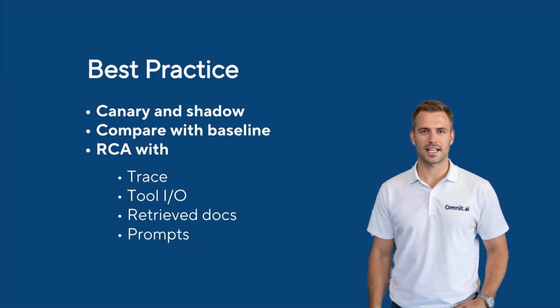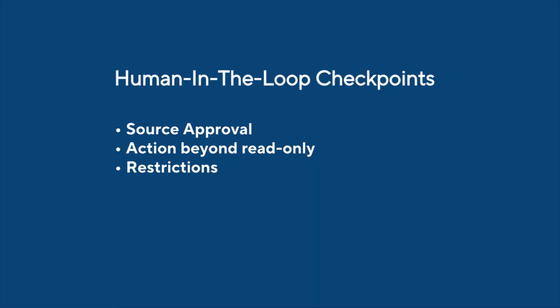Before full release, send a canary cohort and shadow runs against production queries. Compare slice metrics to your baseline. When runs fail, triage with captured trace, tool I/O details, retrieved docs list, and prompts. These will help you to pinpoint the root cause. Is it in retrieval, generation, or tool? It is crucial to insert human gates for high-risk tasks, such as approved sources, confirm actions beyond read-only, and cap cost and time per run.